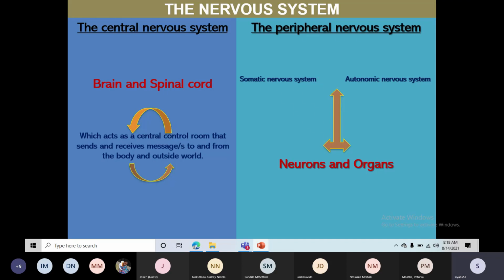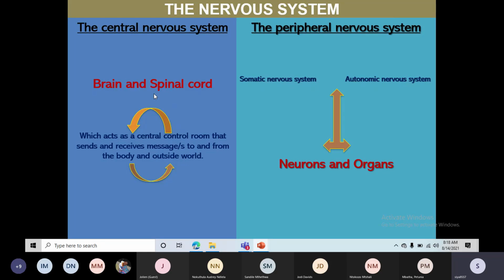How do you know that it's stomach ulcers? Because that pain will be indicated in the brain. Then you know that the pain is in the stomach, it is stomach ulcers. Hence they say the brain and spinal cord act as a central control room that sends and receives messages to and from the body.